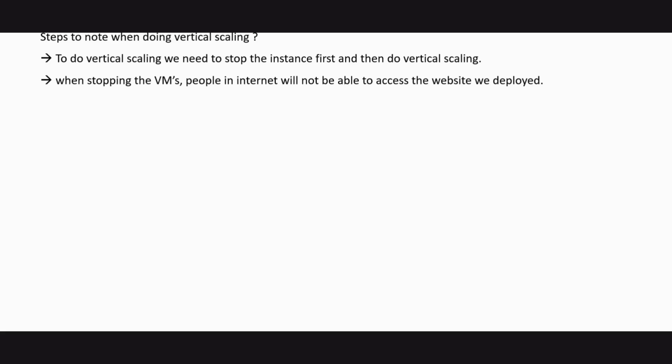So to do vertical scaling, first we need to stop the instance. So there is some downtime for an instance in vertical scaling. When stopping a virtual machine, people on the internet will not be able to access the website deployed on the Amazon server. That is downtime. This is what I wanted to say: what is vertical scaling, scale up, and scale down.